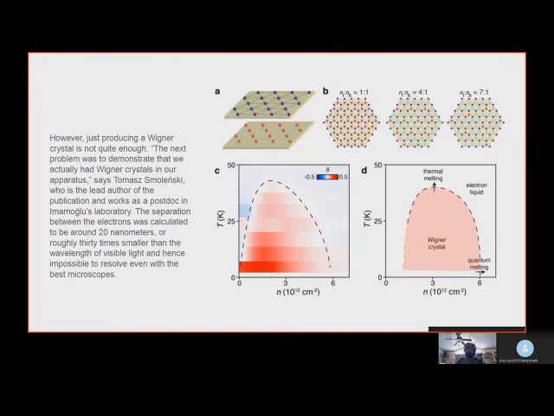However, just producing a Wigner crystal is not quite enough. The next problem was to demonstrate that we actually had Wigner crystals in our apparatus, says Simon Polensky, who is the lead author of the publication and works as a postdoc in Amuglio's laboratory. The separation between the electrons was calculated to be around 20 nanometers, or roughly 30 times smaller than the wavelength of visible light, and hence impossible to resolve even with the best microscopes.